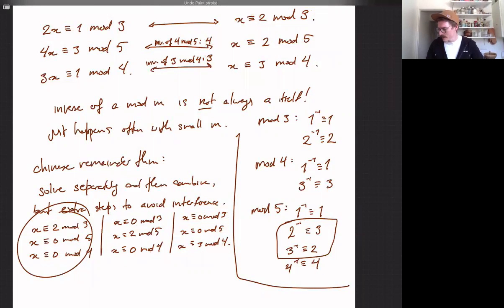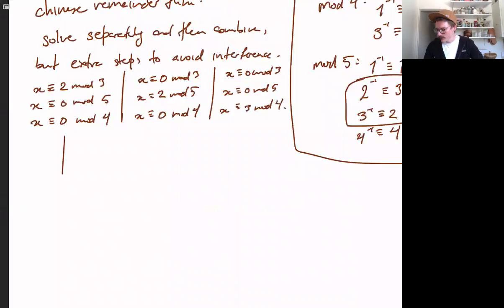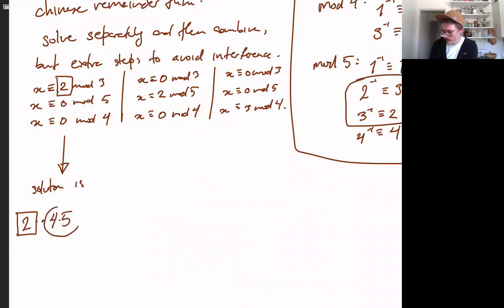Let me erase all these extra marks. And then for each of these individually, we write the solution is 2, so let me make some symbols here. So this 2 is that 2. It's the thing that you want it to be modulo the particular equation you're focusing on. And then you multiply this by 4 times 5. So let me give this a round circle, because these are the other moduli that you want to avoid.